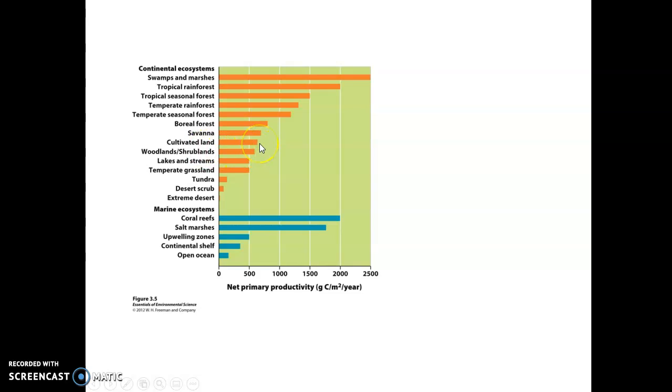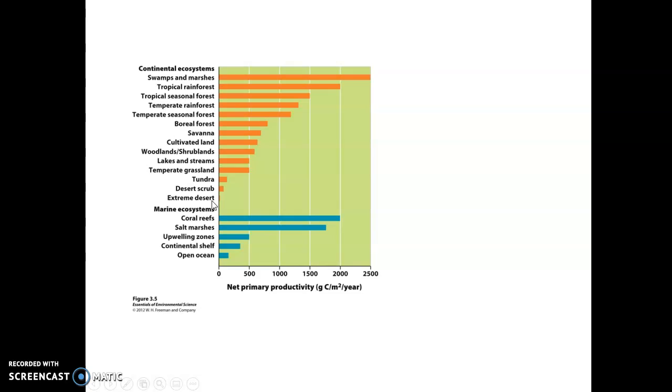That's pretty low on the productivity. You might think cultivated land, in other words, agricultural land, would be very high in productivity, but it's not. And moving down, we have temperate grasslands, tundra, cold, treeless climates, all the way down to deserts.